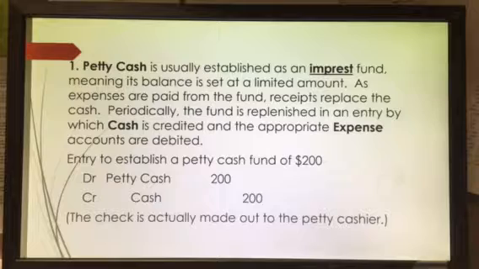And so the way to actually initiate that fund is we would transfer essentially funds from the cash account, the checking account, to petty cash. So debit petty cash and credit cash.